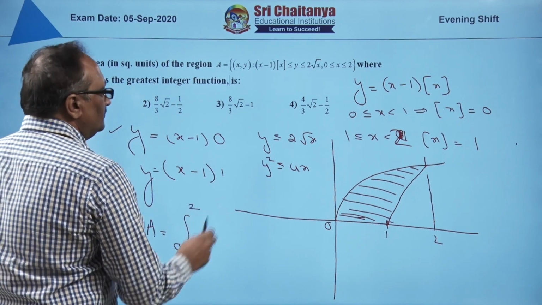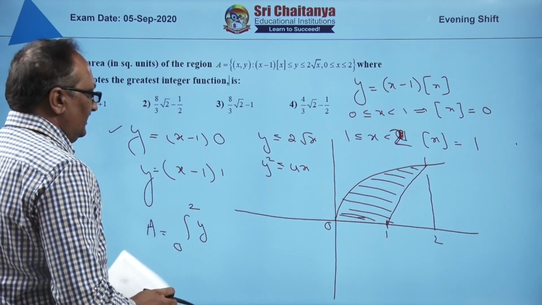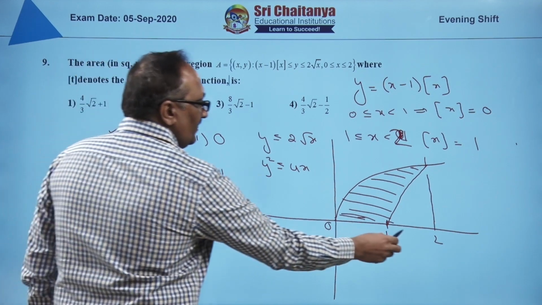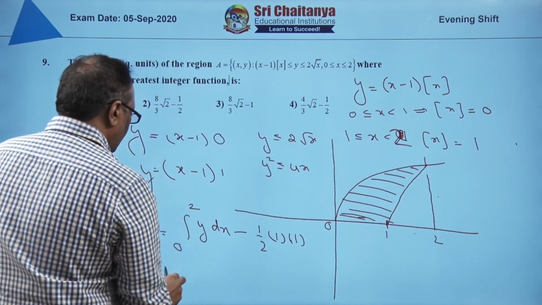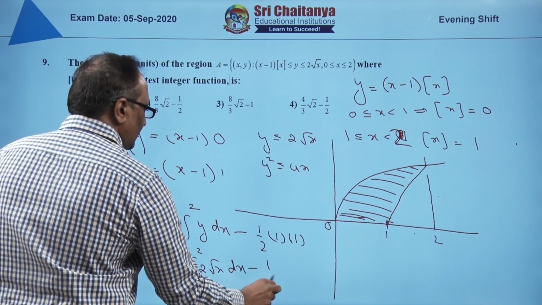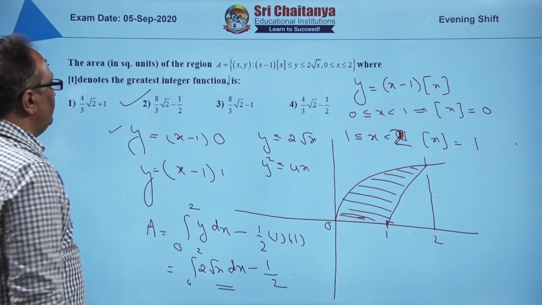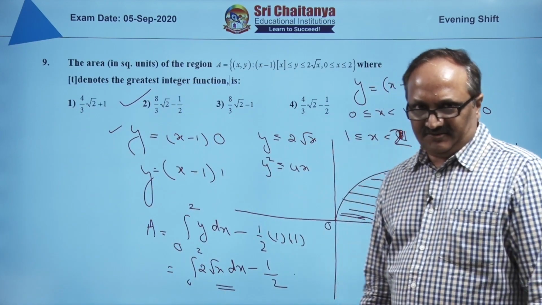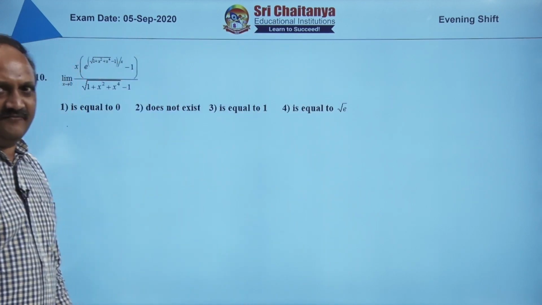integral 0 to 2 y dx, of y for upper curve minus y for lower curve, we can write, or integral 0 to 2 y dx minus area of this triangle, you can write half into base into height, that is integral 0 to 2 root x dx minus half. By integrating we can get 8 by 3 root 2 minus half, that gives the area under both the curves.